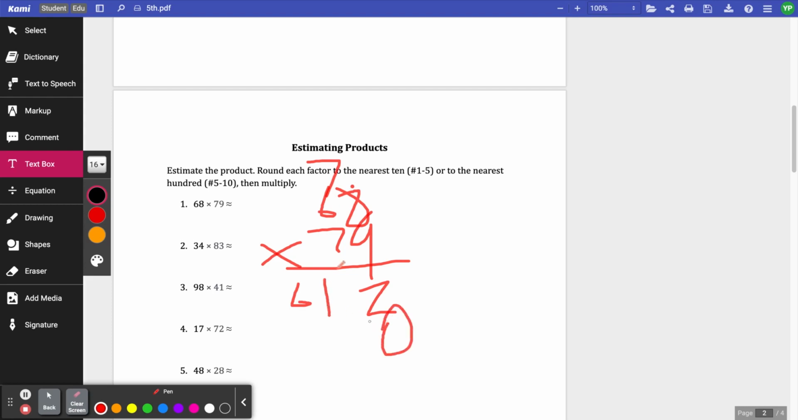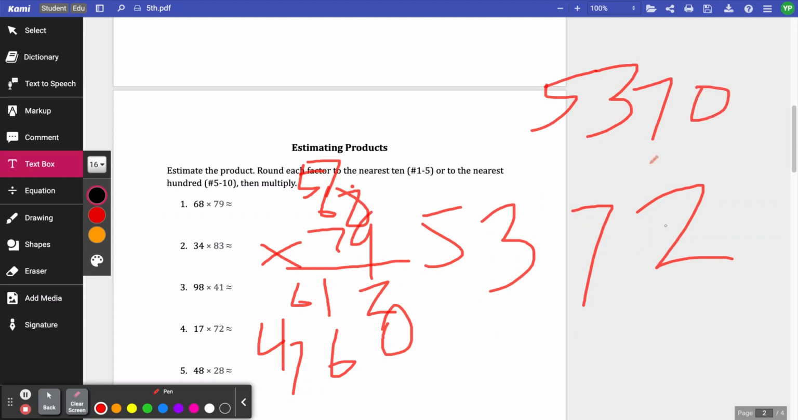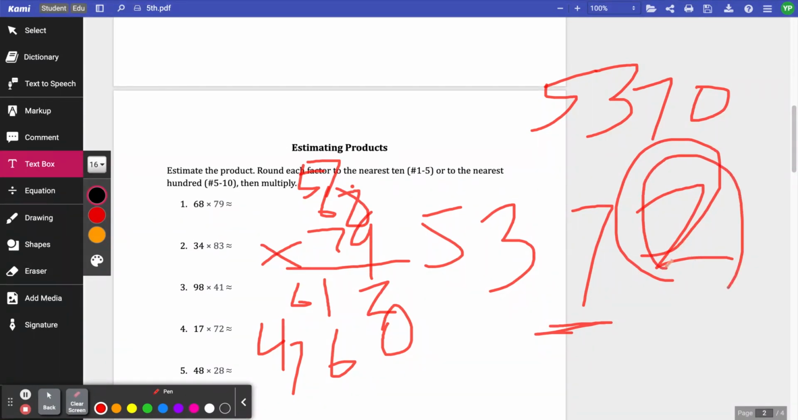And you add a 0 as a placeholder. 7 times 8 is 56. 7 times 6 is 42. 42 plus 5 is 47. So you get 5,372. But this is to round to the nearest 10, so it's going to be 5,370. And just in case you didn't know how to do that, you look at the 1's place value before the 10. If that's 5 or greater, then you round up. If it's less than 5, then you round down. In this case, 2 is less than 5, so you round down to 5,370.